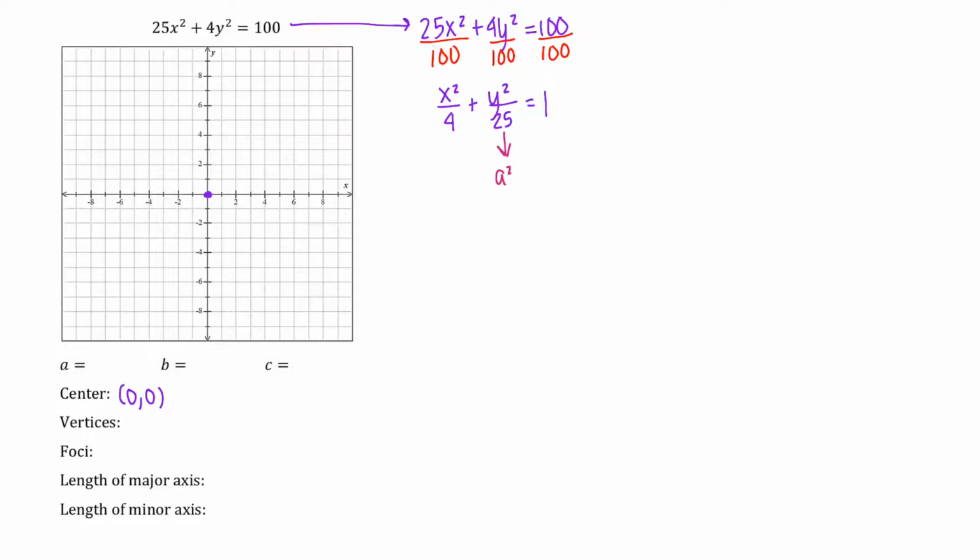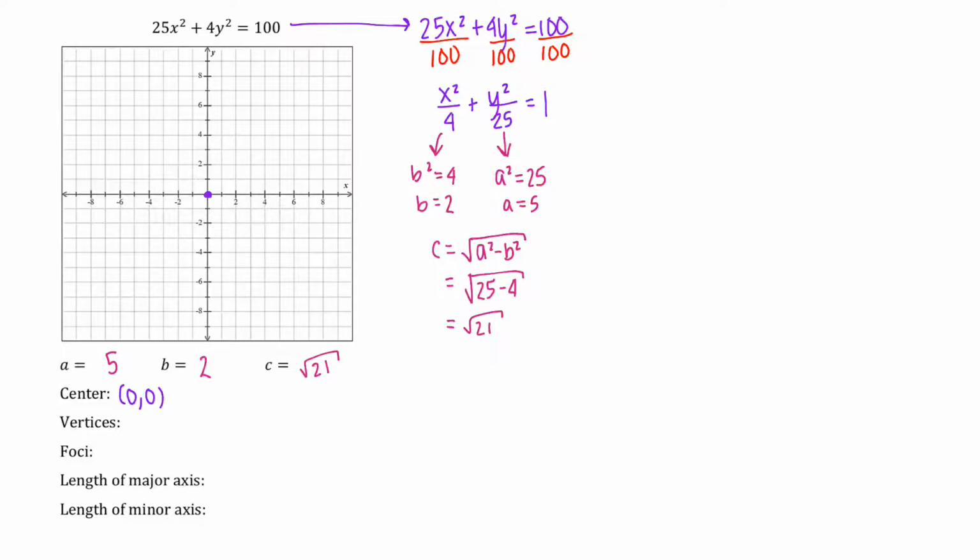A squared is the bigger number, so a squared is 25, which means a is 5. B squared would then be 4, so b is 2. So 5, 2. C is equal to the square root of a squared minus b squared. So a squared was 25, b squared was 4. C is equal to the square root of 21, which is not a nice value.